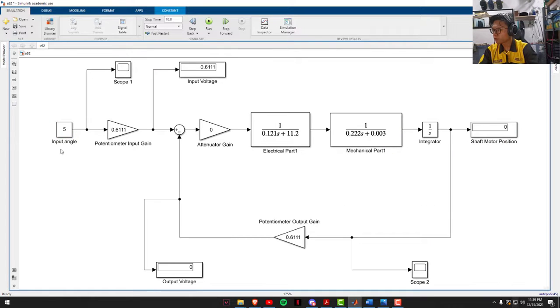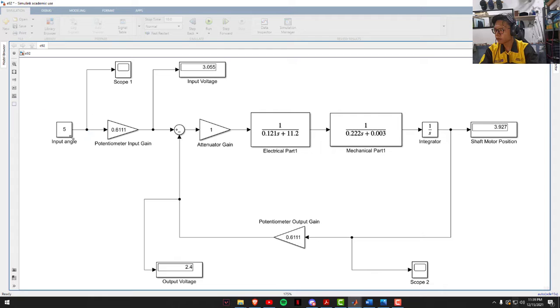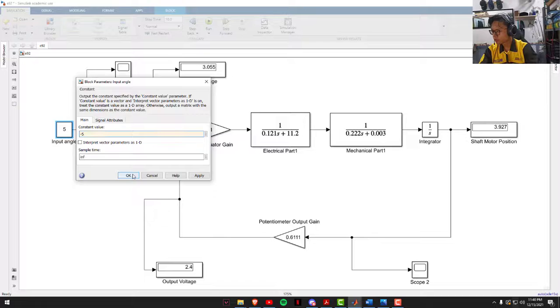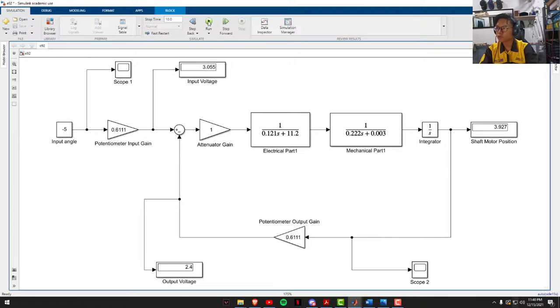So the first one is the input angle 5 with the attenuator gain of 1. This is for the clockwise. When we run the simulation, as we can see, the input voltage is equal to 3.055, because when we multiply the input angle of 5 by the potentiometer input gain, it becomes 3.055, and then there will be a shaft motor position here. For the anti-clockwise, we have to set the input angle to negative, and then we just have to run the simulation.